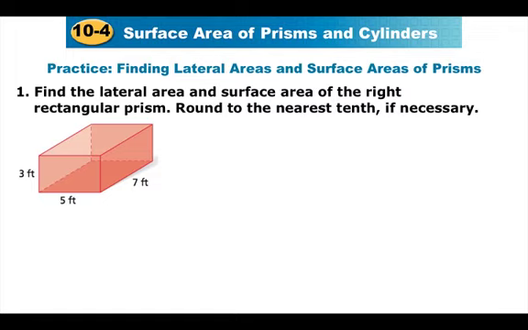Practice. Here you go. Find the lateral area and surface area of the right rectangular prism. Round to the nearest tenth if necessary. In this case, we're not going to have to round to the nearest tenth. So here we go.